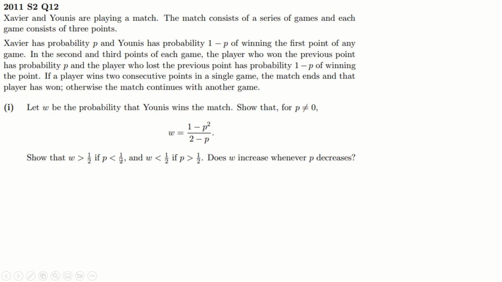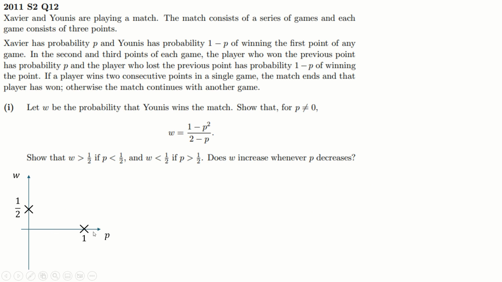Show that if p is less than a half, w is bigger than a half, and if p is greater than a half, w is less than a half. So I decided to draw a graph for this. We're only interested in p between 0 and 1, of course, because it's a probability. If p is 0, you get 1/2 out of this, so we can plot that point. If p is 1, you get 0, because the top is obviously 0.